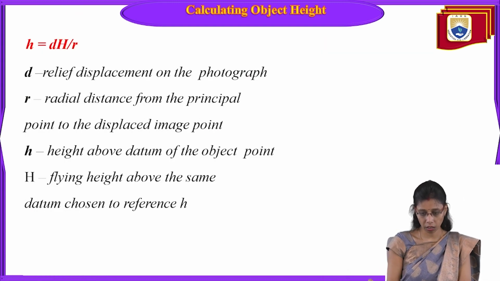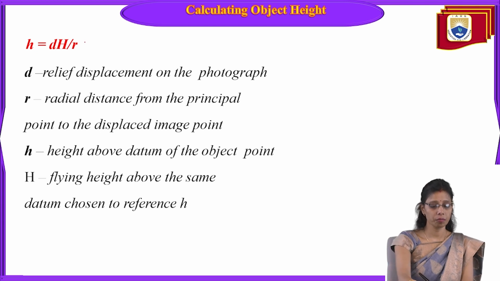Next, let's see how to calculate the object height. We now know what relief displacement is. If we see the side of a building and the top of the building, we are able to calculate the height of the object, or the height of any kind of building. To calculate the object height, we have a formula: h = dH/r.